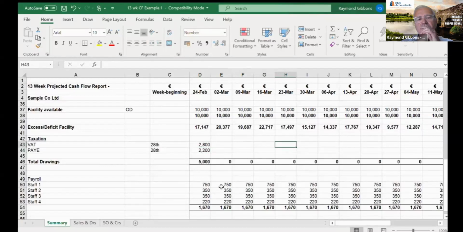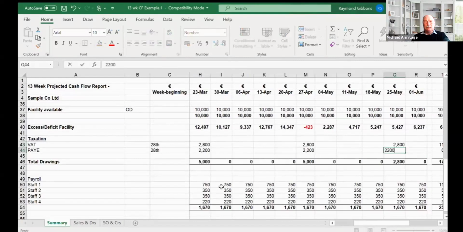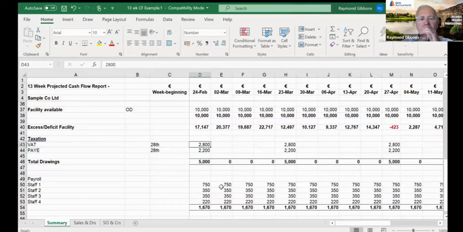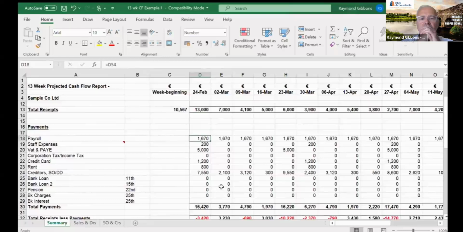These are paid on the 28th of every month, so we have to enter them in on the week beginning the 23rd of March, and then on the week beginning the 27th of April, and then finally we will be entering them in on week beginning the 25th of May. Now, when we go up into the main body of the cash flow, we're going to see that this €5,000 per month to revenue and the wages of €1,670 a week are now in the main body of the cash flow, and there they are.